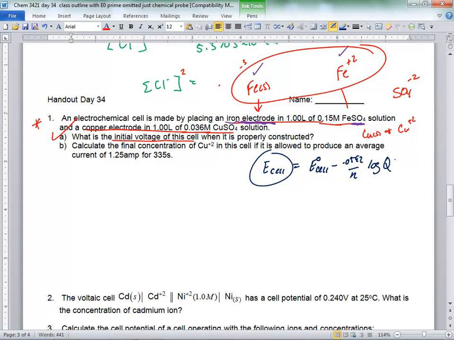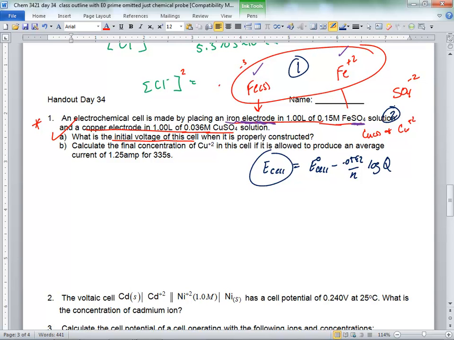Because you have to use the tables. Here's your two half reactions, here's one half reaction, and there's the other one. And you have to flip the one that Javier said is the most negative. So we'll have those, and they gave us the concentrations. So this one's good. How about part B?